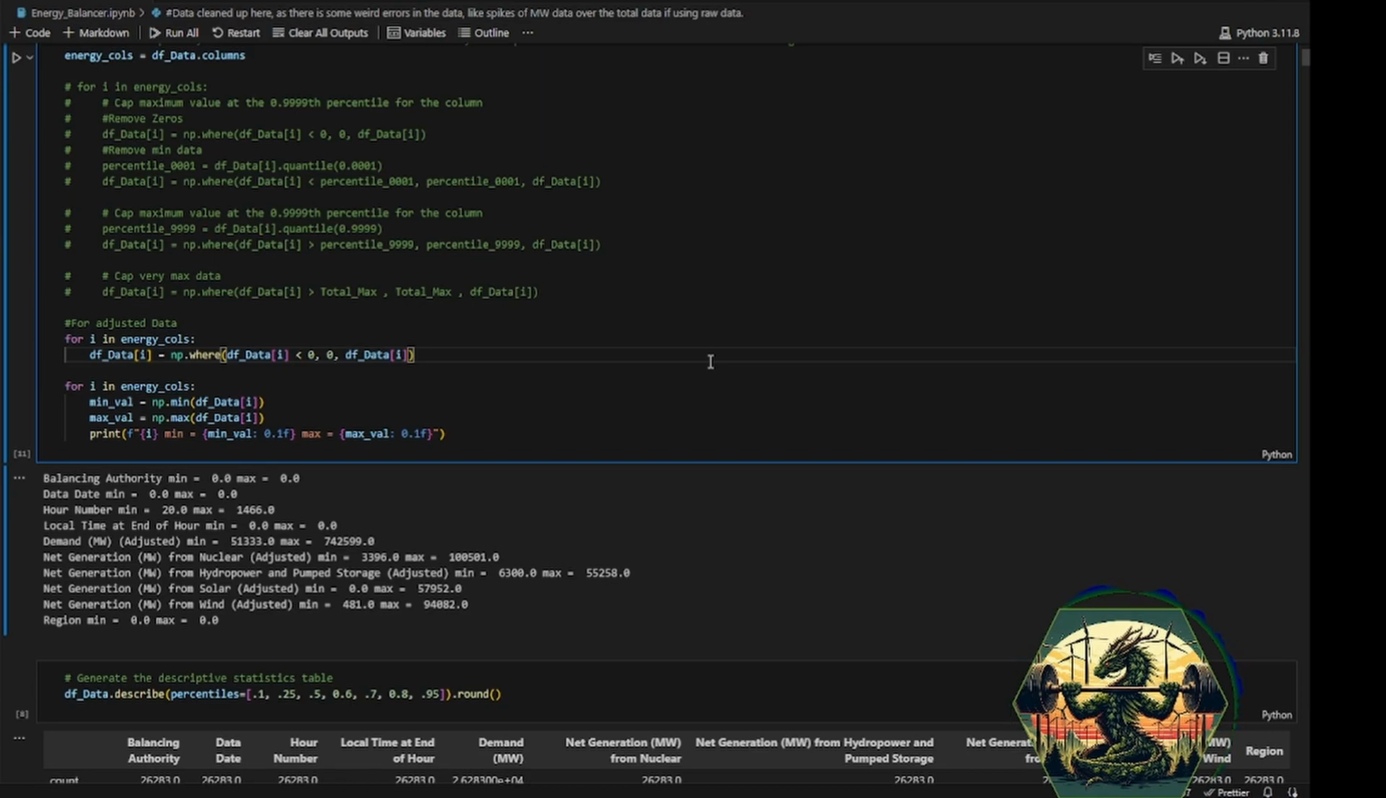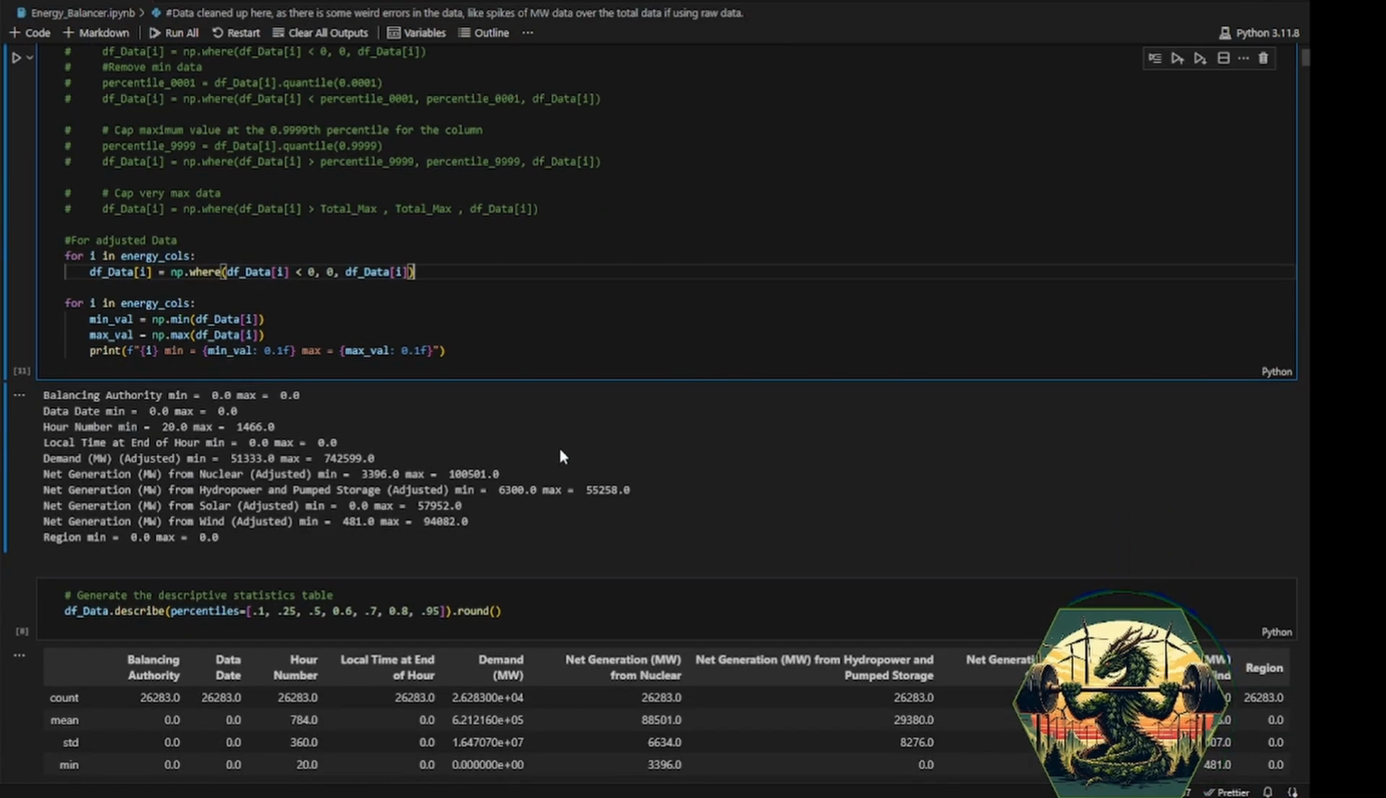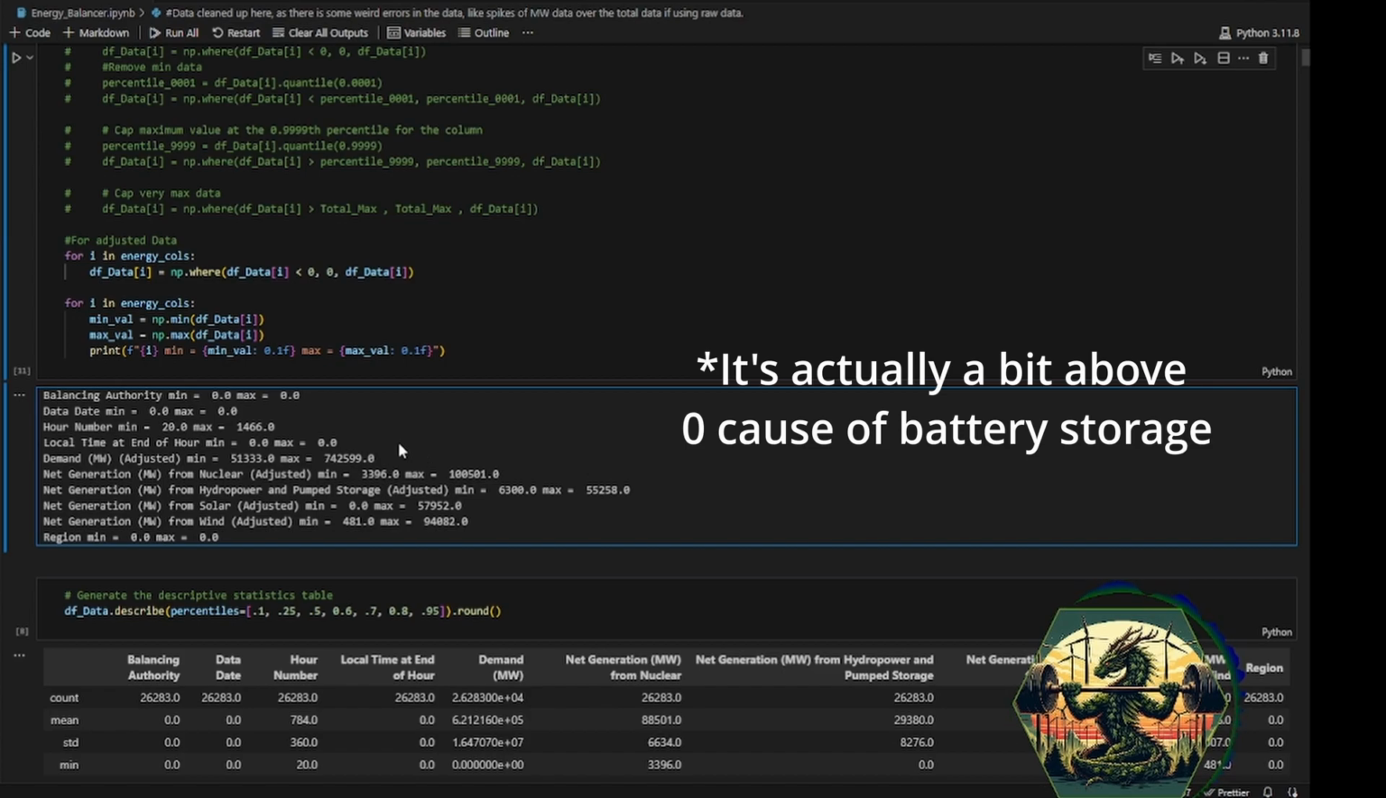And that's all I've done here. Make sure no values are below 0 because that's obviously incorrect. And then we can print out all of the information to show what's resulting there. So the balancing authority and things like that don't really matter. Total demand just shows us our min and max, how much nuclear power, hydro, and pumped storage are combined together, how much solar, how much wind. We expect the minimum solar to be 0 because at nighttime you don't produce any solar power.